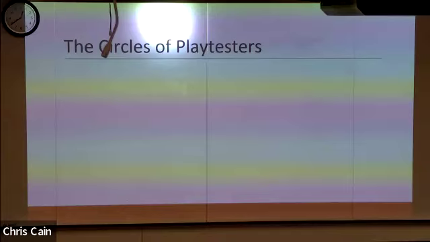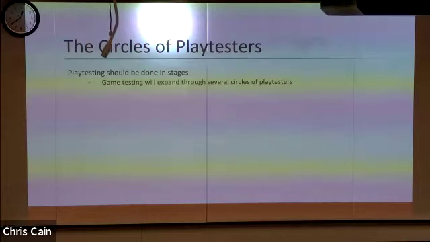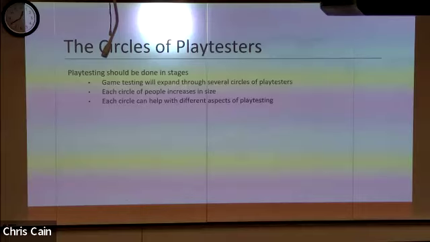As your game evolves, who should you be targeting with different levels of playtesting? We're going to do it in stages, and it expands as the game's scope and how close it is to being finished scales as well. So we're going to have a bunch of circles. Each circle increases in size, and each of those circles is targeting a different kind of feedback so that we go from early iterations to later iterations. The first circle is just you.